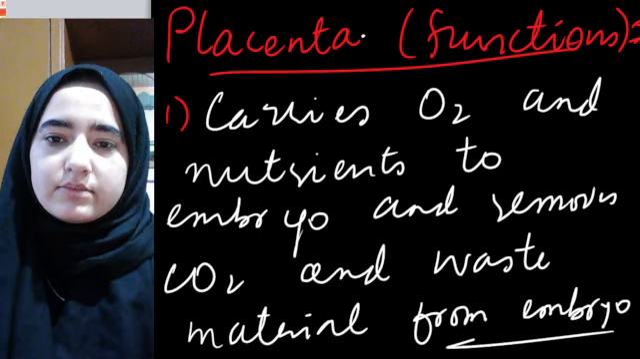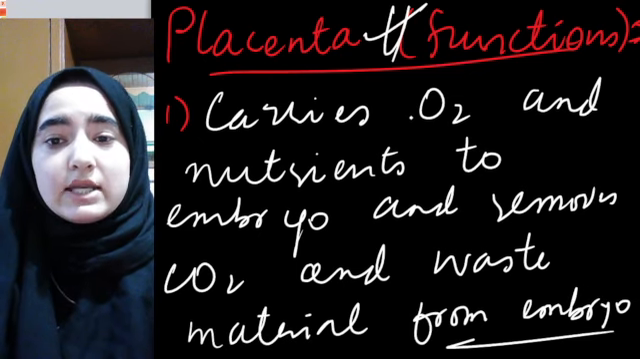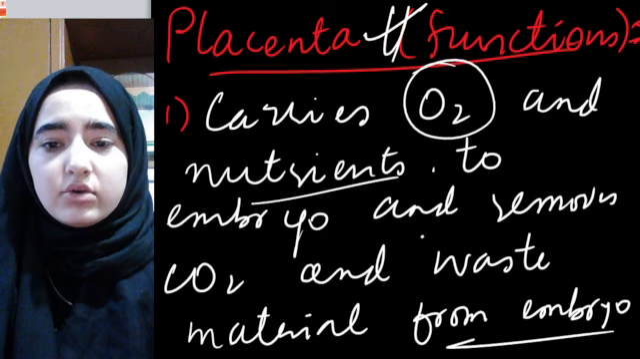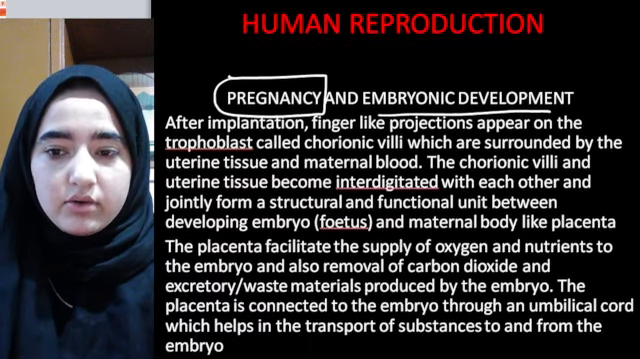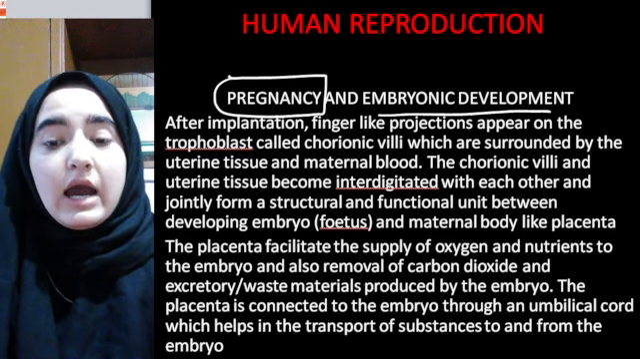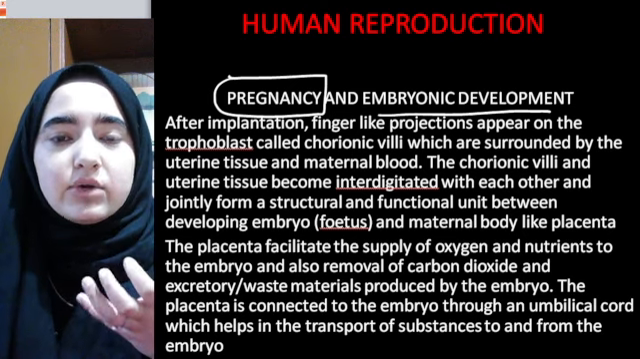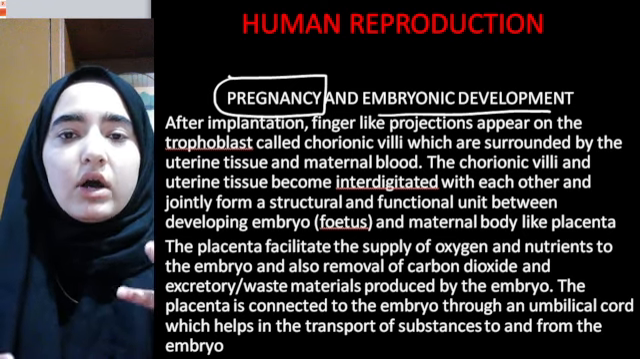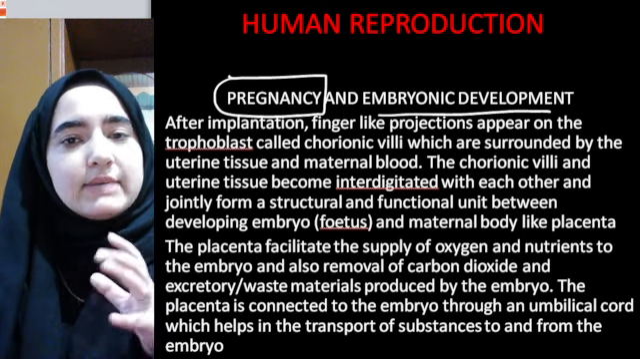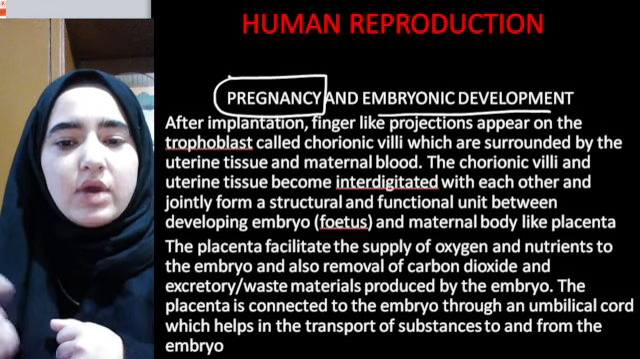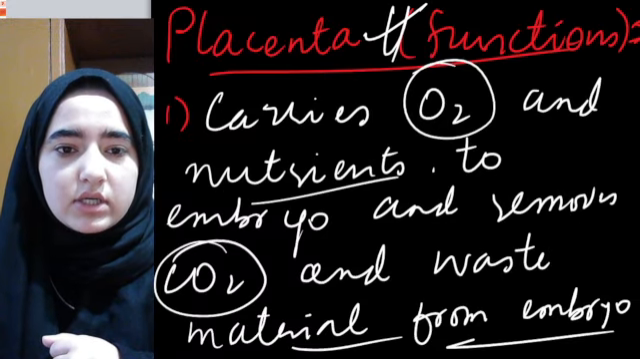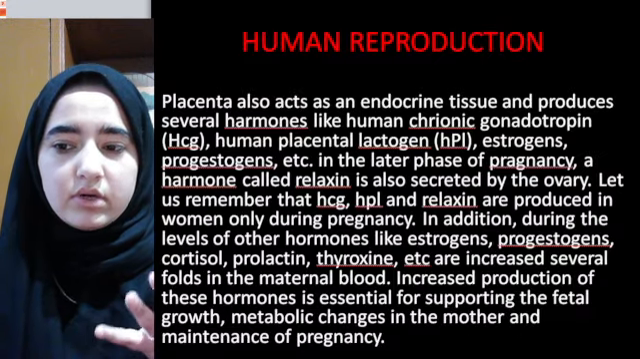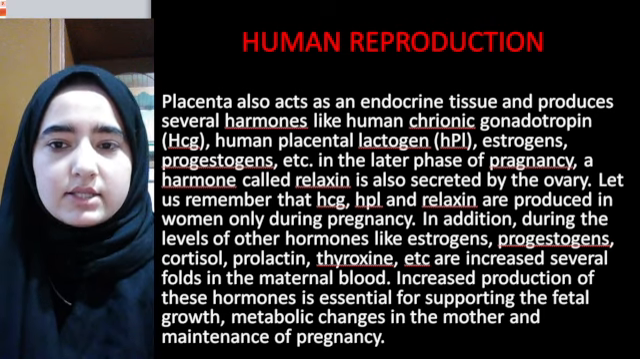I hope this concept about placenta is clear. It carries oxygen and nutrients to the embryo and removes carbon dioxide and waste material from the embryo. How is the placenta connected to the embryo? It's connected through a cord known as the umbilical cord, which helps in the transport of these substances to and from the embryo.